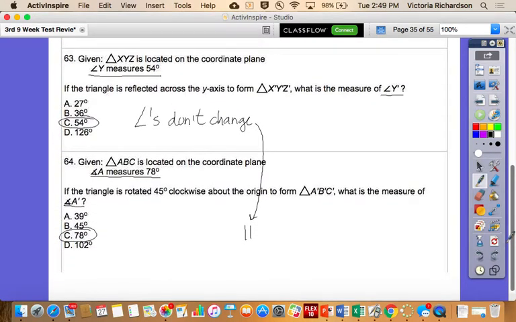63, it says given triangle XYZ is located on the coordinate plane and angle Y measures 54 degrees. If you reflect across the Y-axis, the measure of angle Y is going to stay exactly the same because your angles don't change. And the same thing for number 64. If the measure of angle A is 78 degrees, the measure of angle A prime is going to be 78 degrees, no matter what you do to it. So it's going to stay exactly the same.